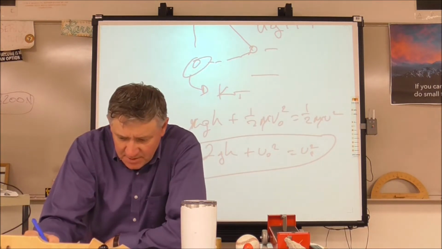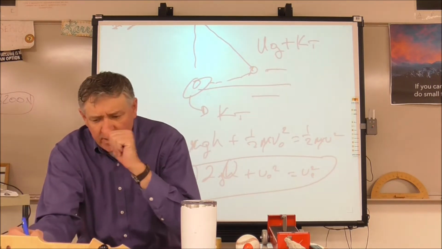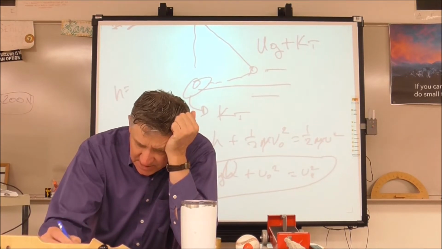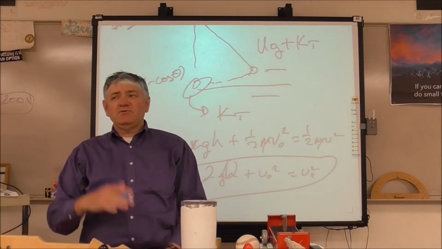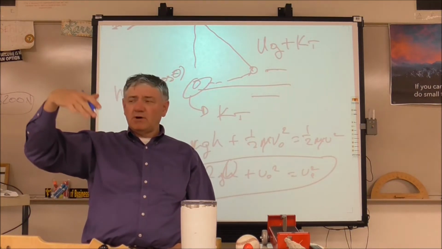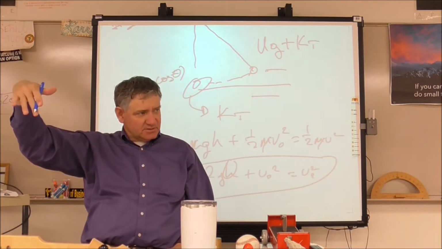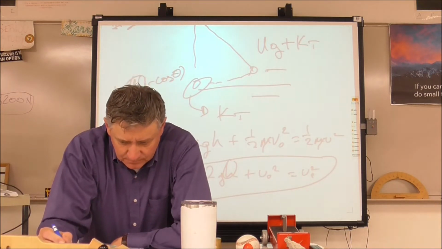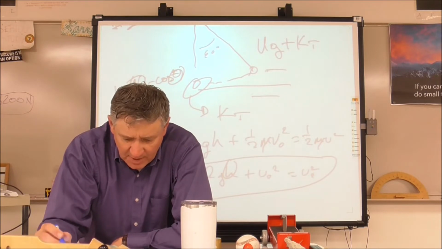So now the trick here is that you have to find H. But you have that handy-dandy little equation that says H equals L times (1 minus cosine theta). And if you need that equation on the test tomorrow, I will give you that equation. Don't memorize it, okay? You just have to know how to use it. So, you know the length, you know the angle is 60 degrees, you can find the height.